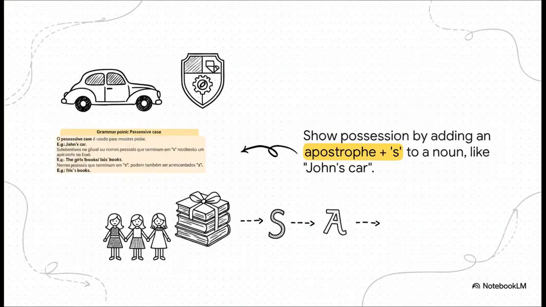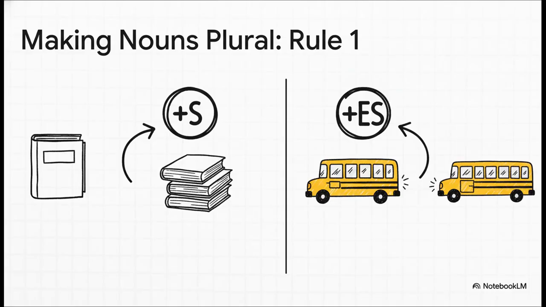There's another way to show ownership, and you see it all the time. The good old apostrophe S, like in John's car or the company's logo. Now here's the one tricky part people often miss. For plural nouns that already end in S, like the girls, the apostrophe goes after the S, so it becomes the girls' books.